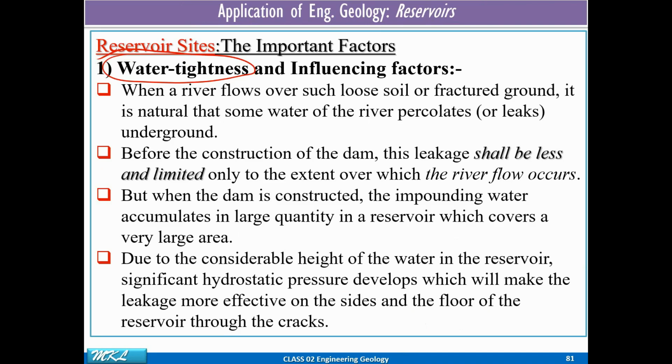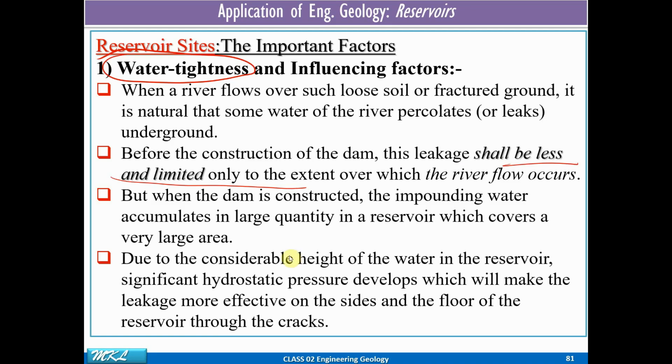Some of the river water will percolate in the underground. So when it's percolating in the underground, you should consider that there shouldn't be any fault, any inactive fault, which can get a chance of reactivation. So that thing you should avoid. And before the construction of the dam, this leakage shall be less and limited only to the extent over which the river flow occurs. Your leakage should be less and limited. You might have to put some impermeable layer there, but उतनी बड़ी जगह पे तो कर नहीं सकते ना. कुछ जगह पे जिसमें ओपनिंग है उसको तुम ग्राउटिंग देके फिल कर दिए.